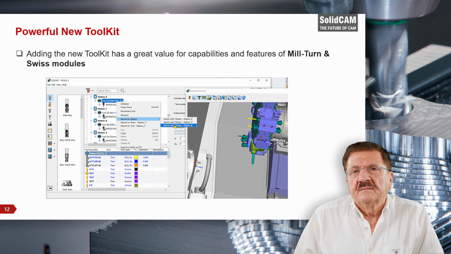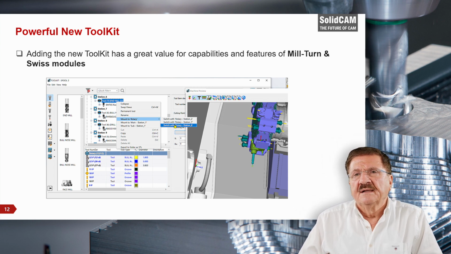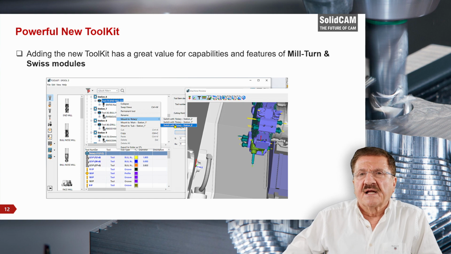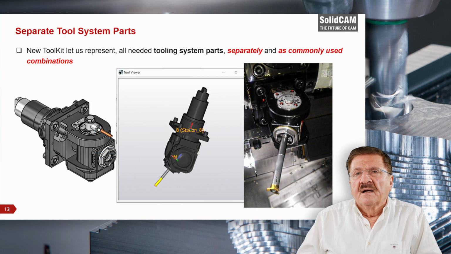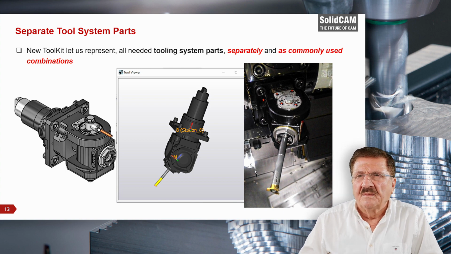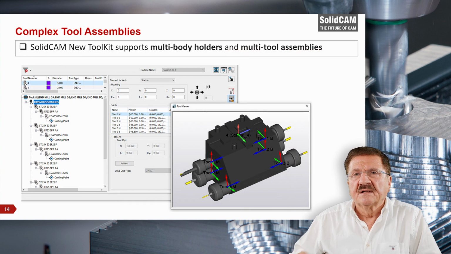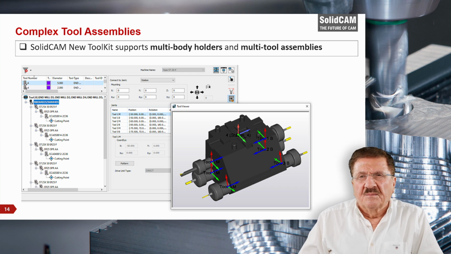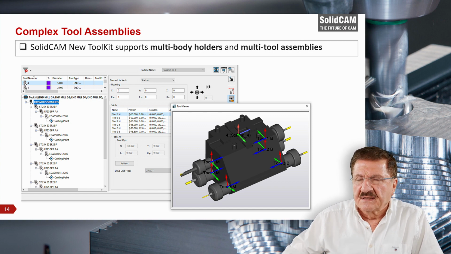First, let me show a few things about our new Toolkit. It has great value for all customers, especially for customers of mill-turn and Swiss-type machines. The new Toolkit lets us represent all needed tooling system parts, both separately and as commonly used combinations. And also the new Toolkit supports multi-body holders and multi-tool assemblies, as you see here in the figure in this slide.